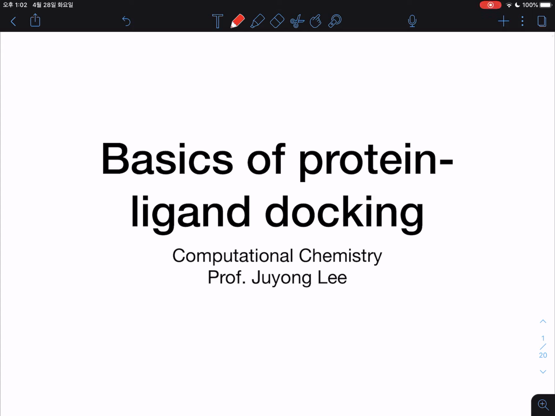Hello everyone, today we're going to talk about the basics of protein ligand docking.